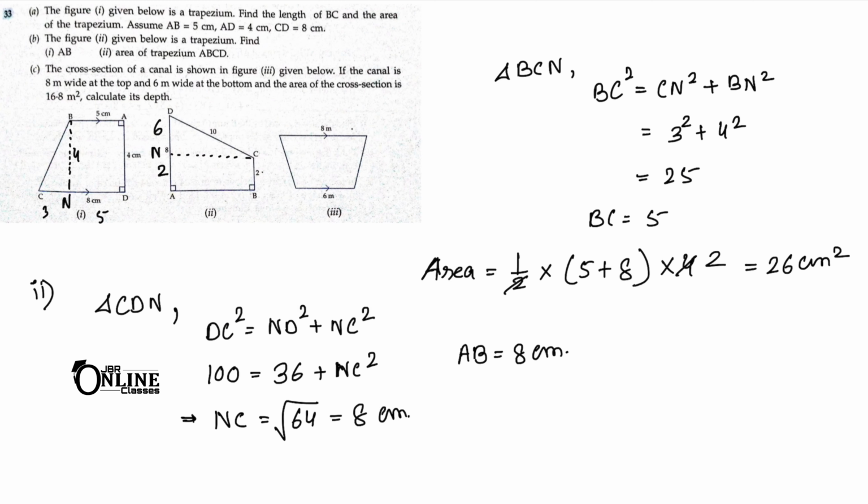Now next one, find the area of the trapezium. So area equals half into sum of parallel sides. That means here it's 8 plus 2 and then into the perpendicular, that is AD. AD equals here 8. Clear? So 2 cancels out with this one. So it's 40 centimeter square, your answer.